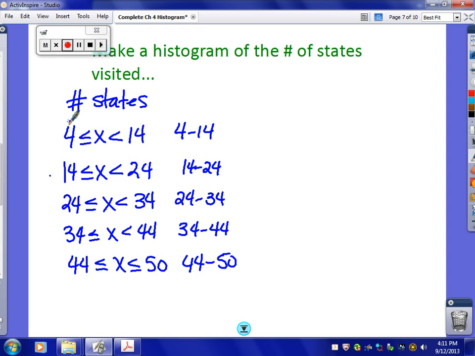Alright, we need to tally our information. Just go through and figure out, using the data, how many belong in each class. Alright, so here are the results I got: 10, 13, 2, 1, and 2. Let's change these to percents. I'm going to round to one decimal place.